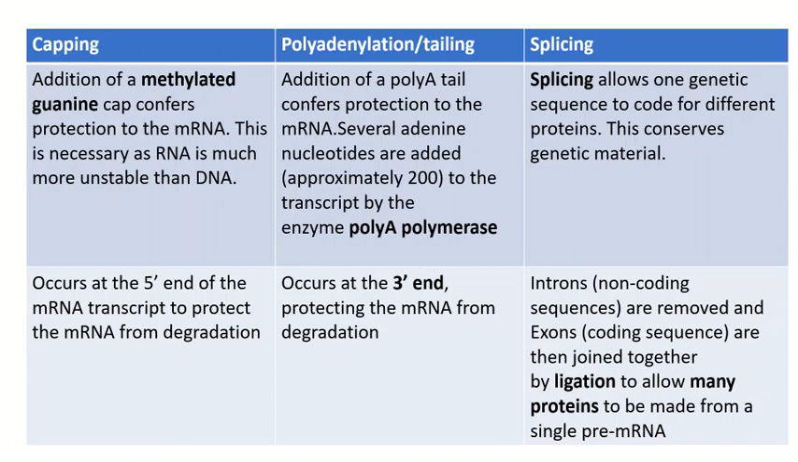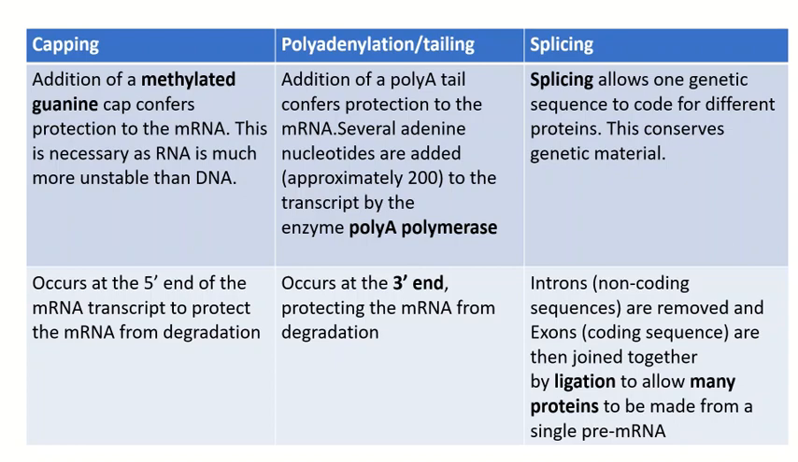Polyadenylation or tailing is the addition of a poly-A tail to also confer protection to the mRNA. Several adenines will be added, about 200 bases of adenine, to become a tail on the transcript by the enzyme poly-A polymerase, and it occurs at the 3' end, protecting the mRNA from degradation. So bear in mind, capping is putting a methyl guanine cap at the 5' end, and tailing is putting a poly-A tail at the 3' end.